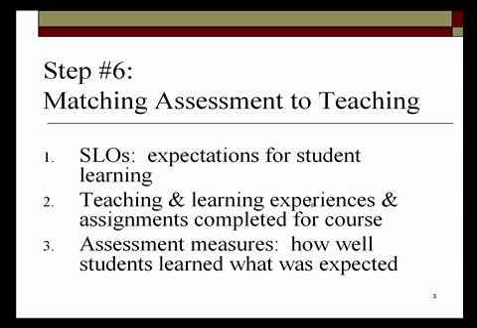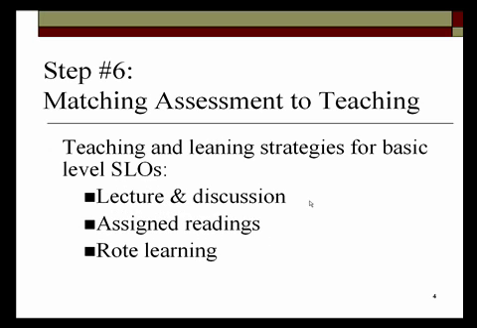We've seen that there are many options for assessment measures. Which are the right ones to use? Student learning outcomes define what students are expected to know and be able to do. Assessment measures show how well students have learned what they were expected to. In between are the teaching and learning experiences in individual courses and the types of assignments students complete in those courses. How are teaching and learning strategies linked to SLOs?